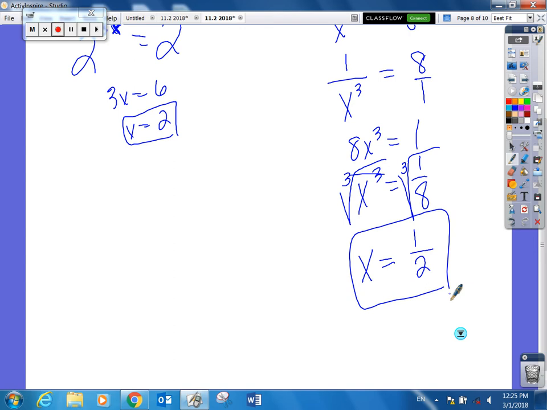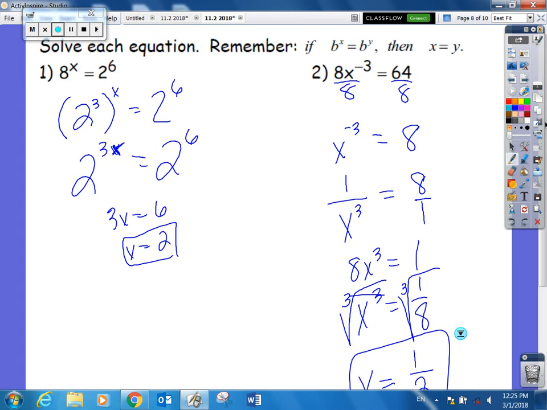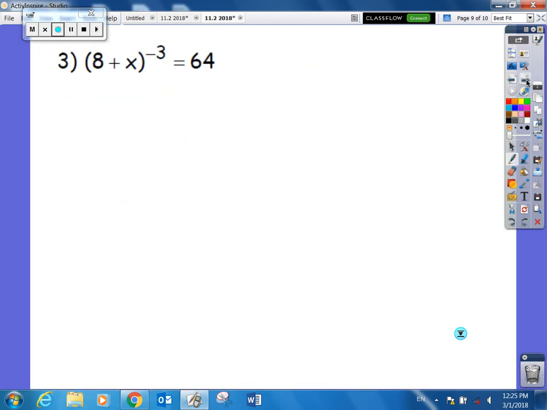Again, maybe some different ways to go about doing that. As long as you get the same answer and everything that you did is correct mathematically, then that is fine. Just make sure what you do, the work you do, is correct.